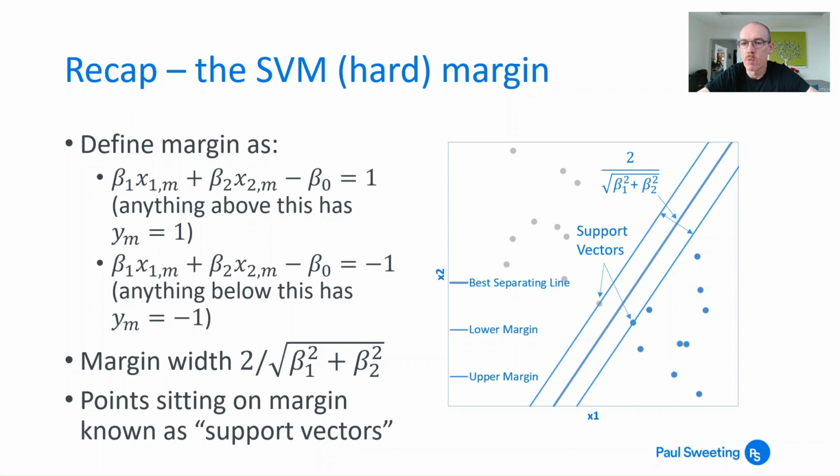So ym equal to 1 means it's, say, a solvent firm. Ym equals minus 1 is an insolvent firm. And those are the margins of the best separating line, the lower and upper margins. And the width of the margin under that formulation is 2 over root beta1 squared plus beta2 squared, which is equivalent to 2 over the norm of the vector beta, as we'll see later on. Any points sitting on these margins are known as support vectors, and they also become quite important when we're looking at the kernel trick and when we're looking at Lagrangians.